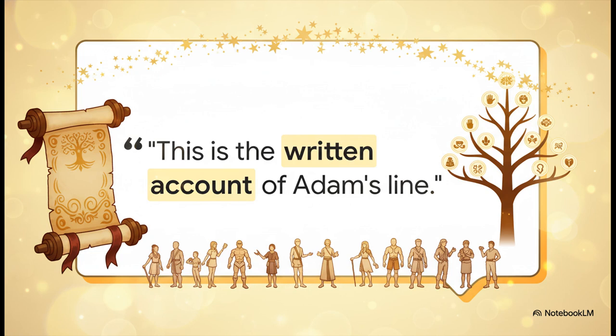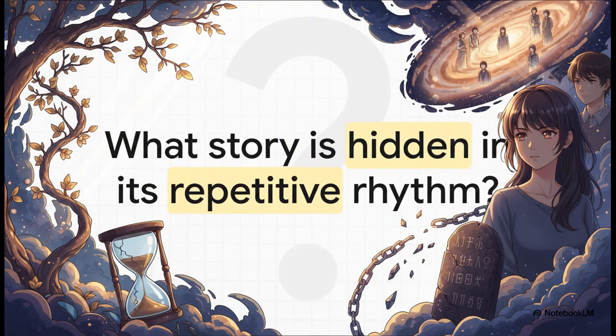And the chapter kicks off with this really formal, almost official-sounding line. This is the written account of Adam's line. Right away, that tells you this isn't just some casual story. Nope, this is meant to be a structured record. And when I say structured, I mean incredibly precise, and you'll see, very repetitive, over the course of 10 whole generations.